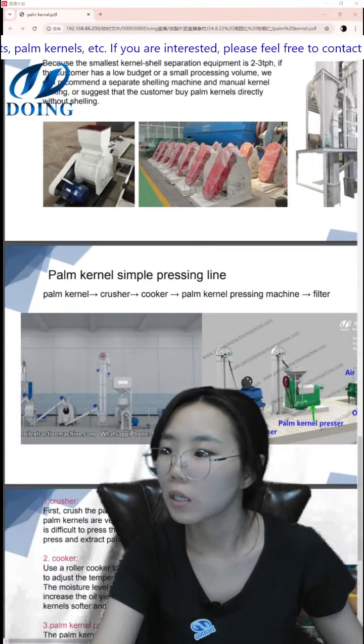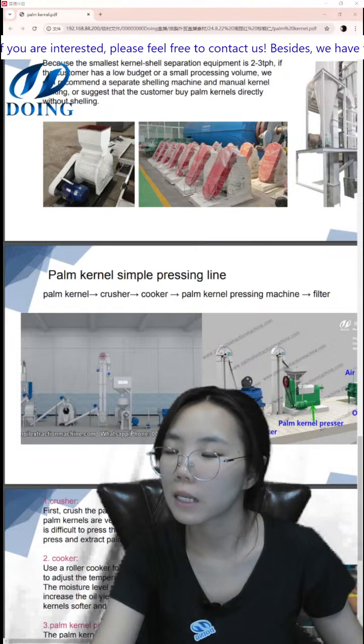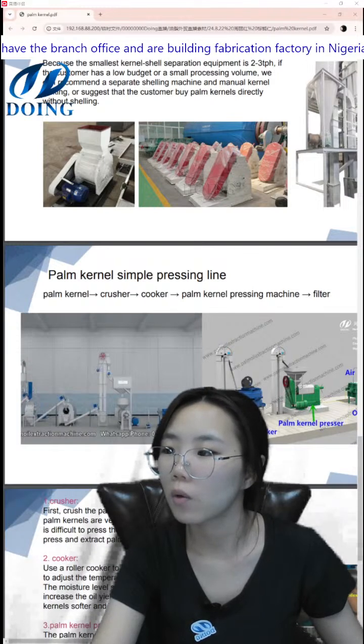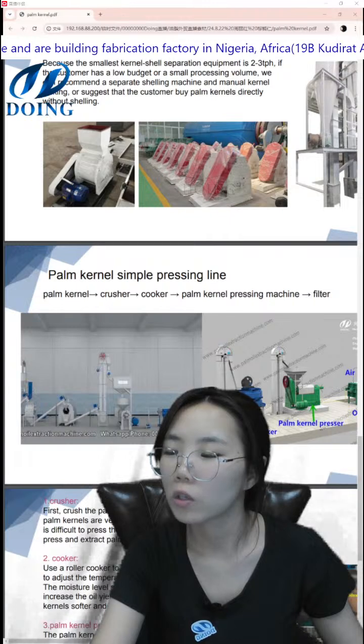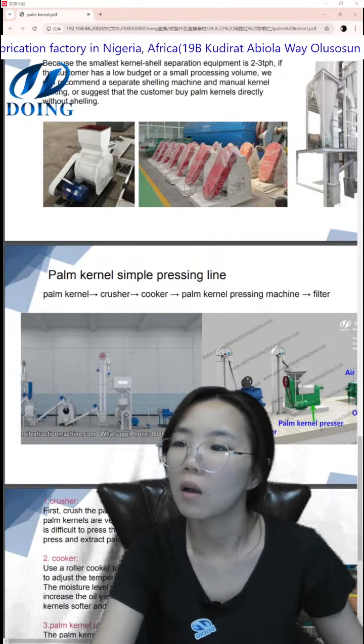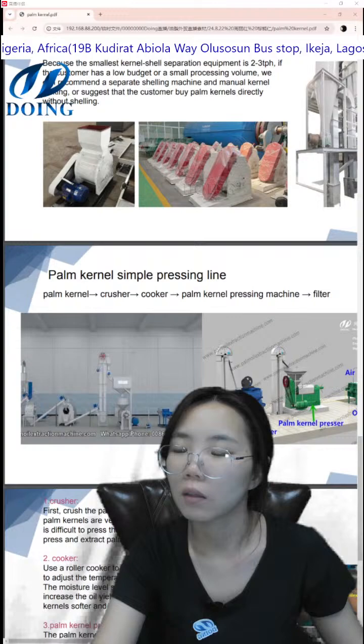And this is the palm kernel simple processing line. This is the raw material palm kernel, and first is the crusher, cooker, palm kernel pressing machine, and filter.